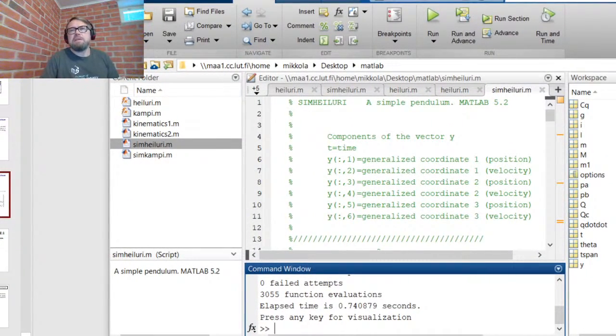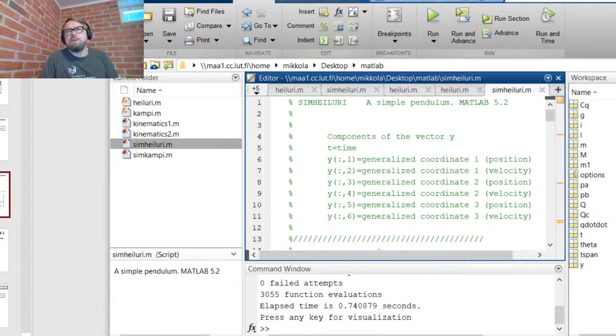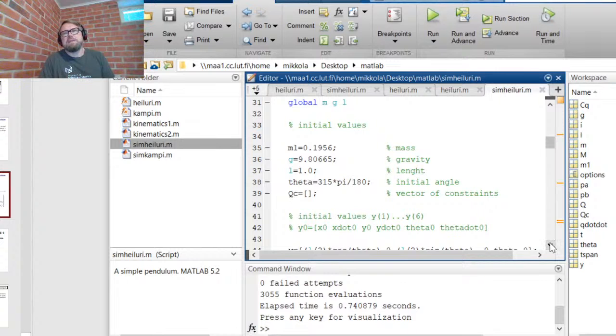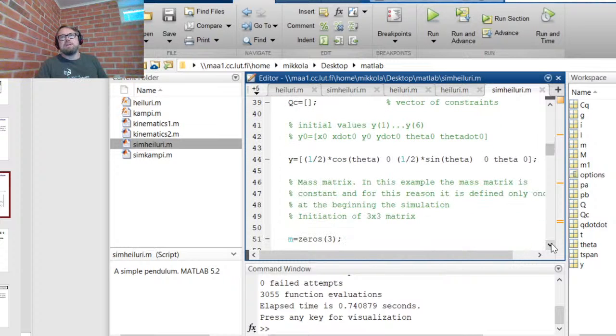So I have here my model. So I have 3 generalized coordinates. So I have position and velocity level for coordinate 1, which is rx. Then the same for ry, and then the same for angle theta. And then I'm giving the initial values, which are the mass, gravity constant, length of the body, and initial angle, which is computed as it is shown here, and constraints and other information are provided in another file, which we're going to take a look at in a minute.